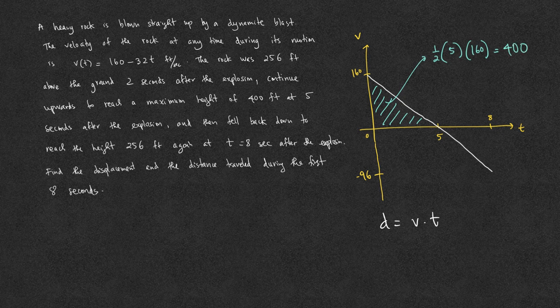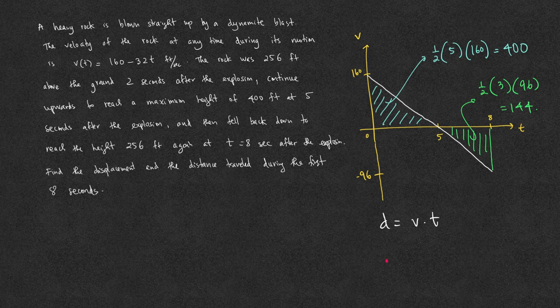From 5 to 8, this area represents the distance going down, and the area of this triangle is 1/2 times the base. From 5 to 8, the base is 3 and the height is 96, and this is 144.